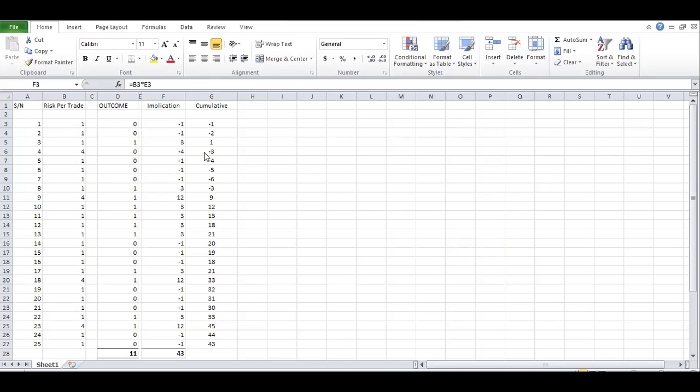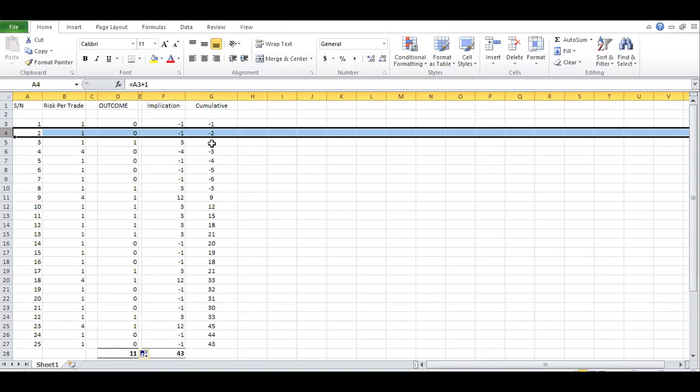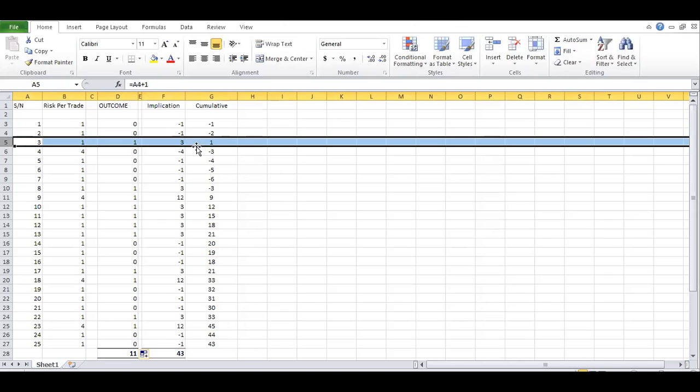So here we have this Excel. The very first 2 trades here were losers, and the cumulative is my equity, my drop in equity in percentage. So as at this level, we have 2 losing trades, and cumulatively our account is down 2%. Then the third trade happened to be a winner, and now I'm winning 3%, and my account is up 1%.